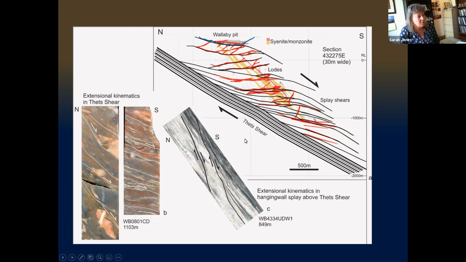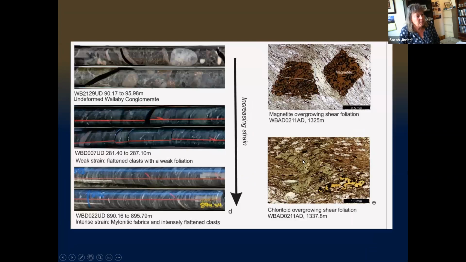And we know that Tet shear is an early structure because of Brett Davis's work, where he's actually seen peak metamorphic minerals overprinting that shear foliation. So this shear developed prior to peak metamorphism. And this is what it looks like. You go from a conglomerate to strongly flattened to this mylonite, where you can't tell any features anymore. And it's a really wide mylonitic zone.